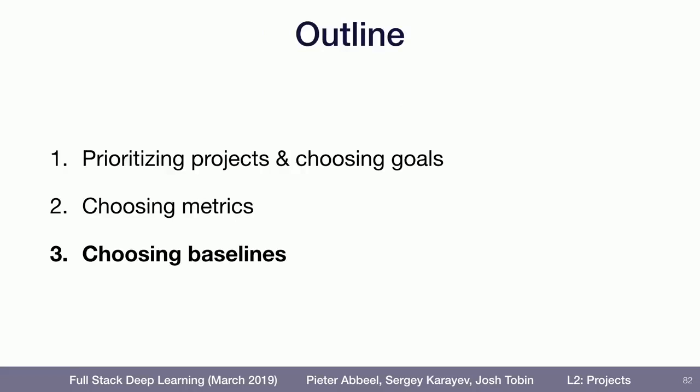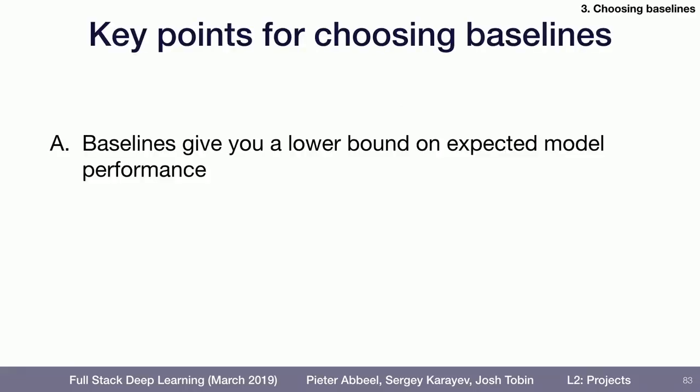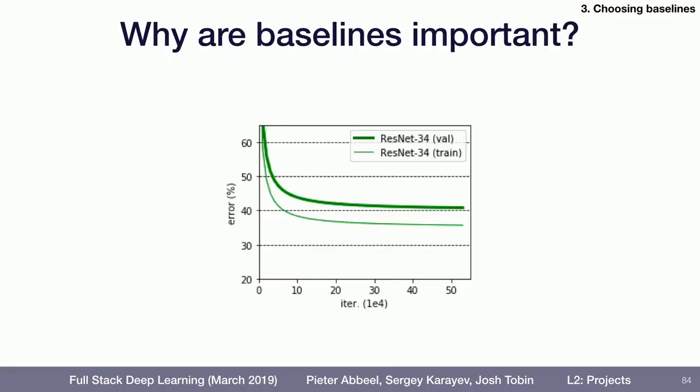Okay, the last thing I want to talk about is choosing baselines. The reason that we choose baselines is really because they give us a lower bound on how well we can expect the model to perform. Because it's a lower bound, the tighter that lower bound is, the more useful information it gives us. So the better the baseline that we use, the more useful it's going to be to us. Let's talk a little bit more about why baselines are important.